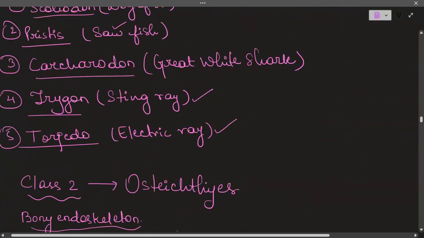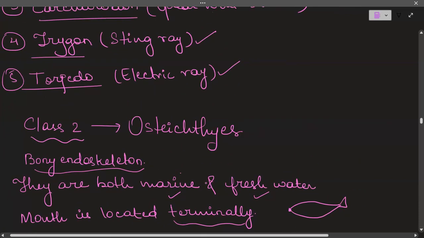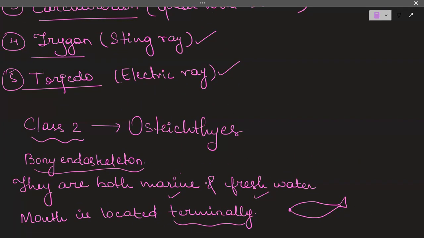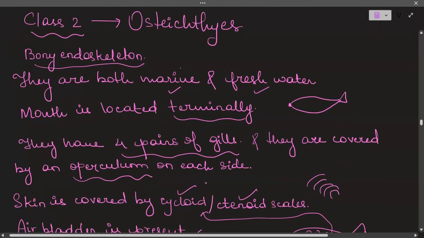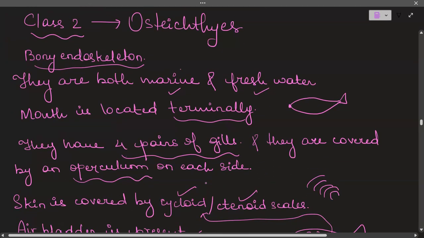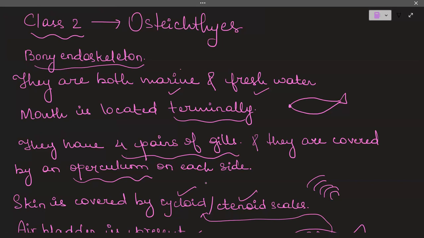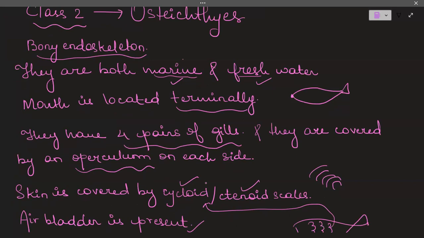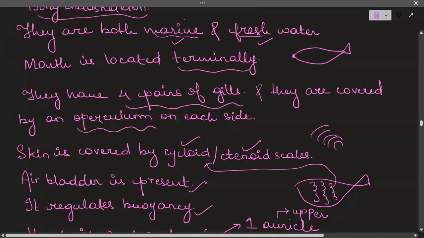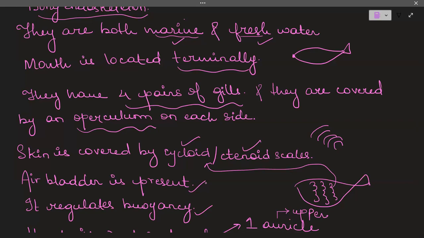The main reason for separating the Gnathostomata into two is the kind of endoskeleton present. Now, we have discussed the cartilaginous endoskeleton. Now, the bony endoskeleton, Osteichthyes, they have a bony endoskeleton. They are both marine and freshwater. Now, their mouth is located terminally. They have four pairs of gills and they are covered by the operculum on each side. Now, the skin has cycloid or ctenoid scales.